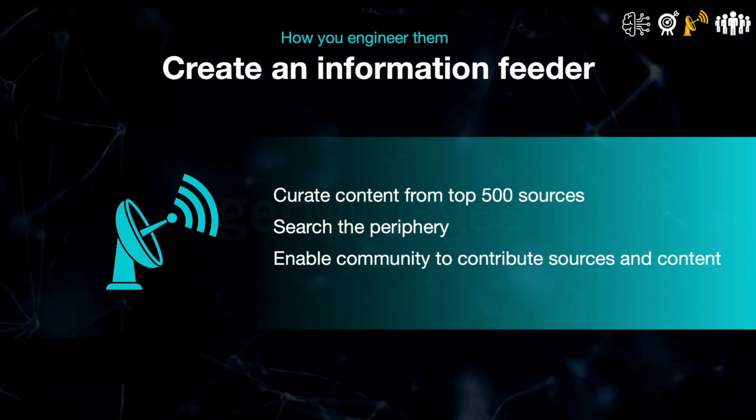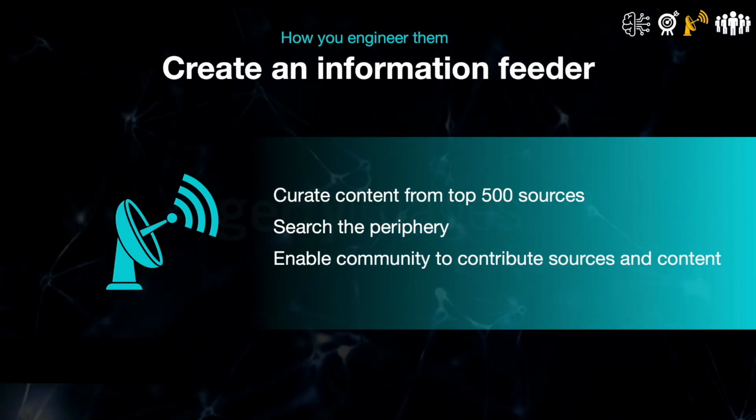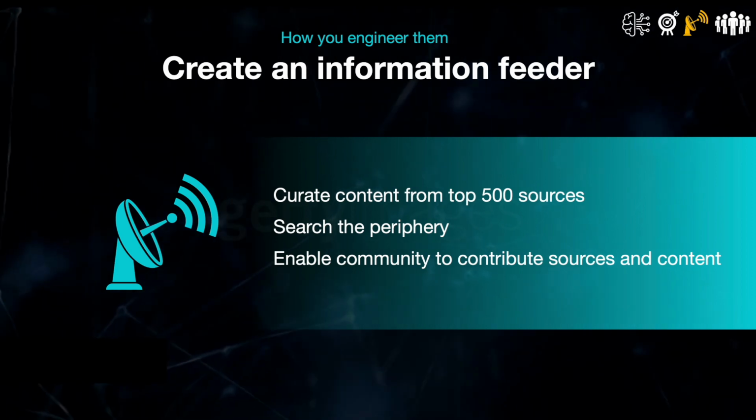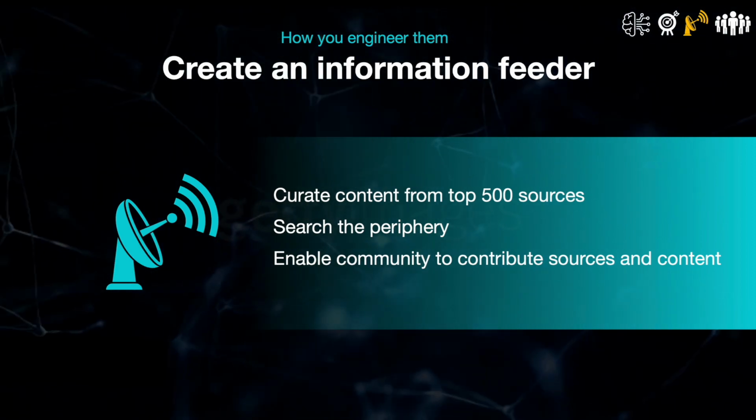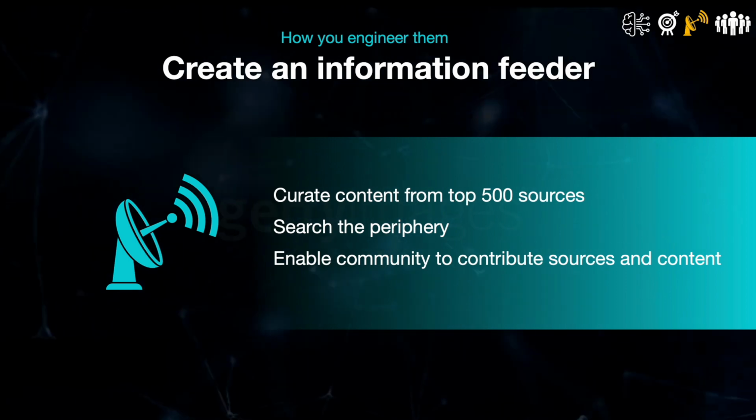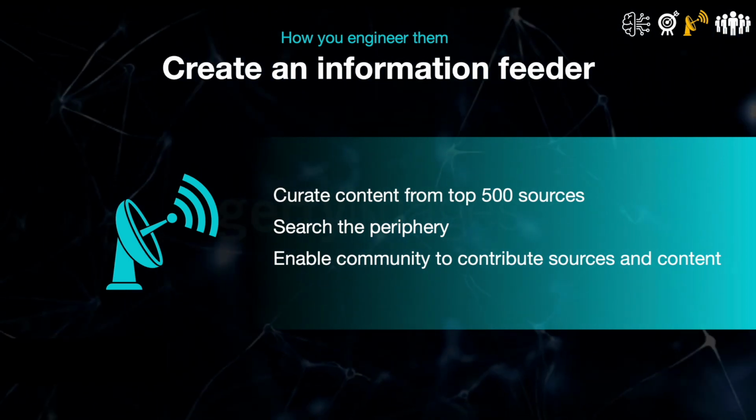So how do you create your own information feeder? First, curate maybe 500 sources from people, newsletters, and just bring that into your network. Search the periphery of your network. Very often, the most interesting ideas are the ones that sit between you and what you do and what your network does, and adjacent environments. And then enable your community to continuously do that work for you. Curation is a team sport, and also contribution of sources can be.